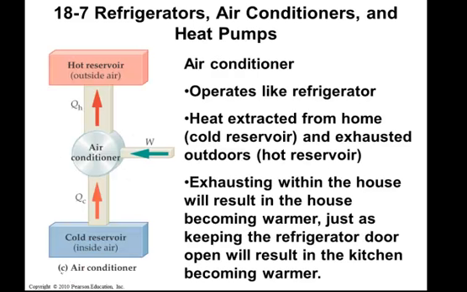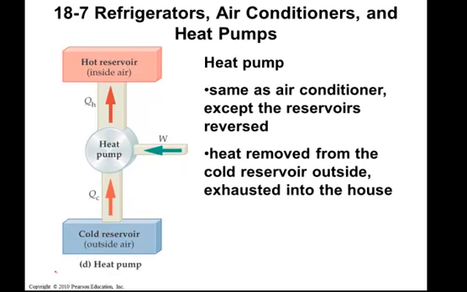An air conditioner operates like a refrigerator. Heat is extracted from your home, which is the cold temperature, and exhausted outdoors to the hot temperature. And exhausting within the house will result in the house being warmer, just as keeping the refrigerator door open will result in the kitchen being warmer. So that's why we have to always exhaust it outside your home. And if you have a central air conditioner and you've ever been outside by your air conditioning unit that sits outside, you're going to be feeling heat that's being given off to the outside. And that's that heat that's expelled.